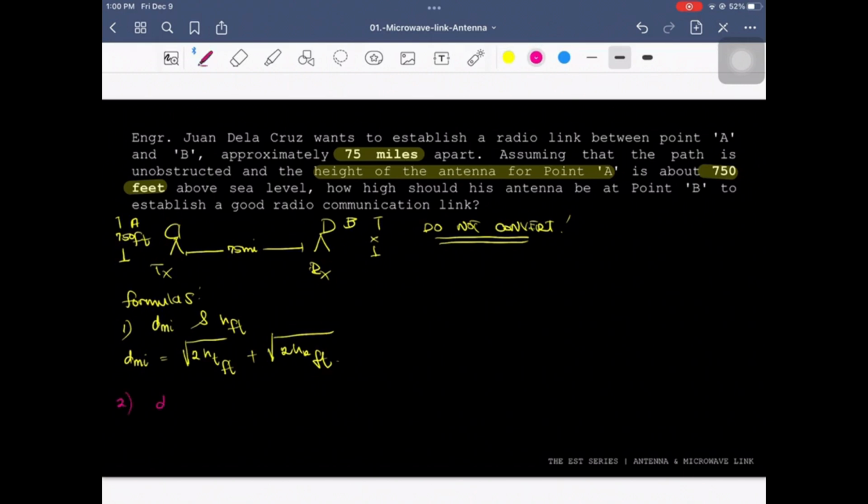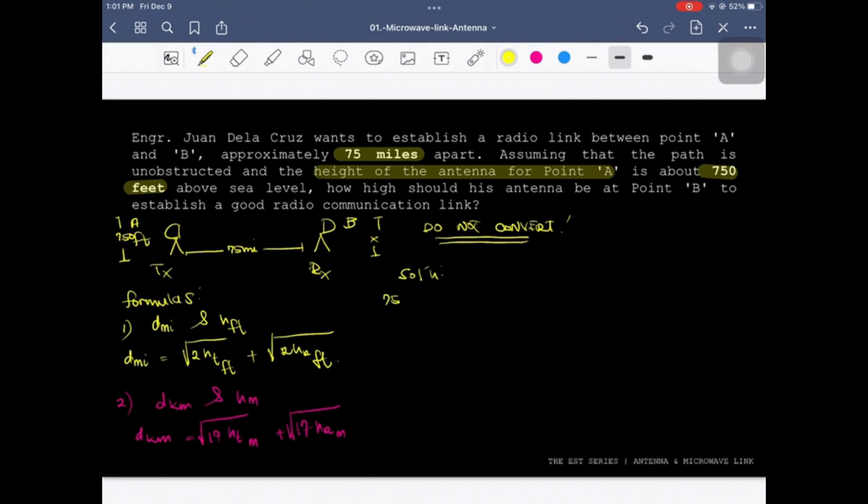On the other hand, kapag naman ang binigay sa'yo na distance is in kilometers and yung height is in meters, ganun din yung format, maiiba lang yung value. So, D in kilometers equal to 17 times the height of the transmitter in meters, then get the square root, plus 17, then height ng receiver in meters, then get the square root as well. Now, for this problem, we will use the first one, which is in miles, and the height is in feet.